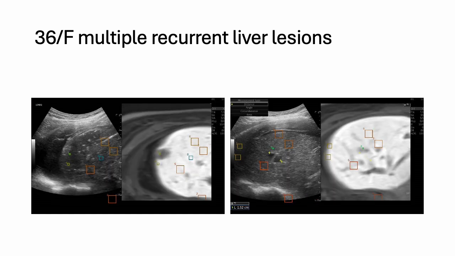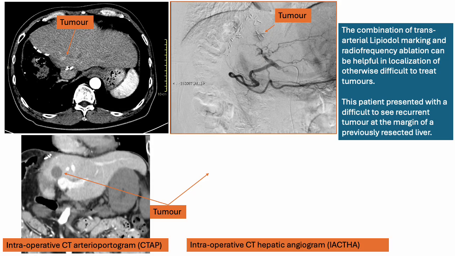So for this patient, I believe I had marked out 8 different lesions. We can also use Lipiodol to make lesions more conspicuous. Here's a small lesion which was very difficult to see, not visible on a CT, only faintly enhancing on the arterial phase. On ultrasound was hard to see.